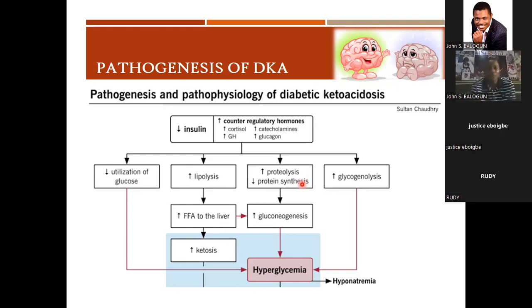So when that happens, there will be increased gluconeogenesis. If you remember your physiology, gluconeogenesis is the production of glucose from non-carbohydrate sources. From free fatty acid, glucose can be produced. From protein, glucose can be produced. Do you understand? So when all of this happens, the reason the body is doing all of this is to make sure that there is enough glucose in the plasma so that the cells can get the glucose.